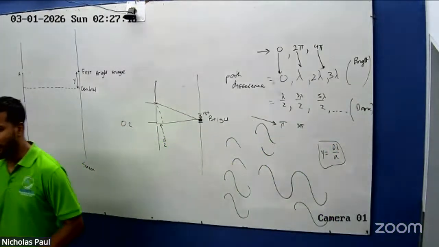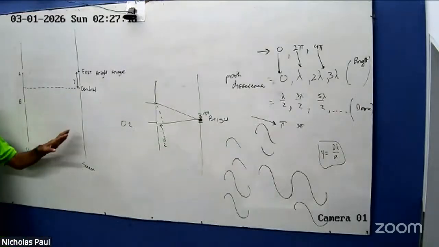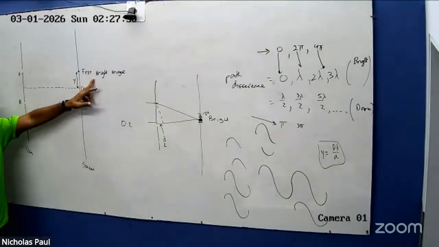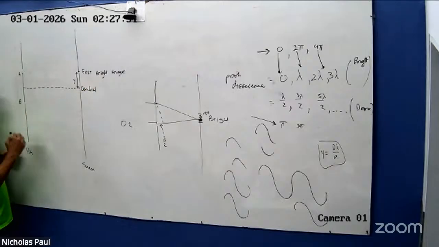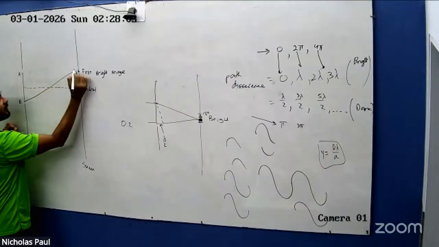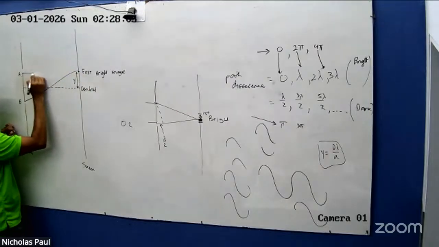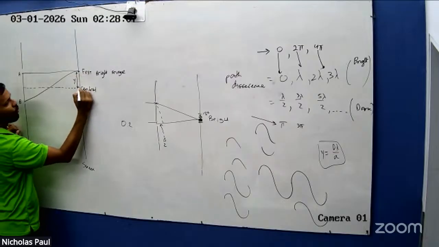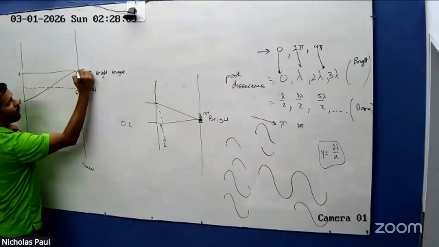I want you to understand what you're doing. I am doing the proof at the first bright fringe, to make it simple. I'm looking at the path difference from B to that point, and then this to that point. I call this point O and I call this point P.